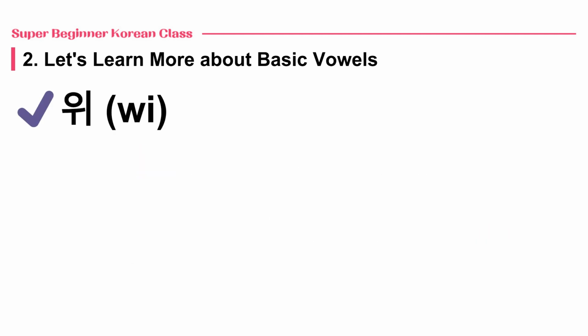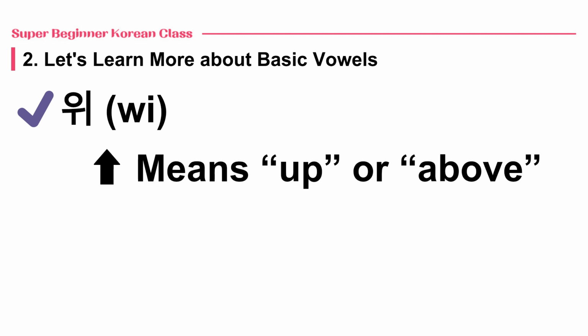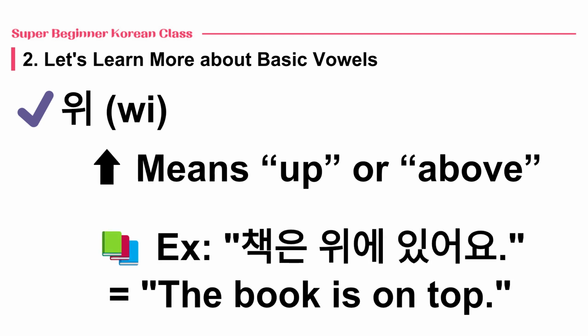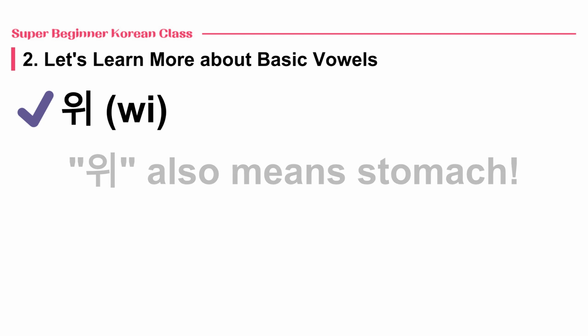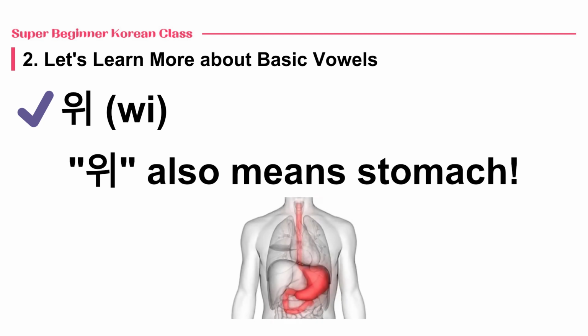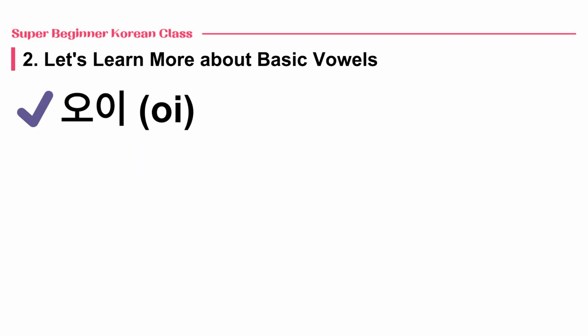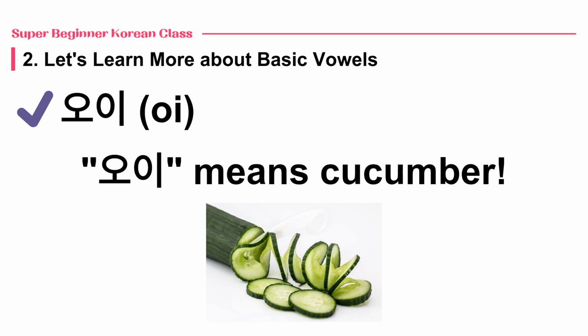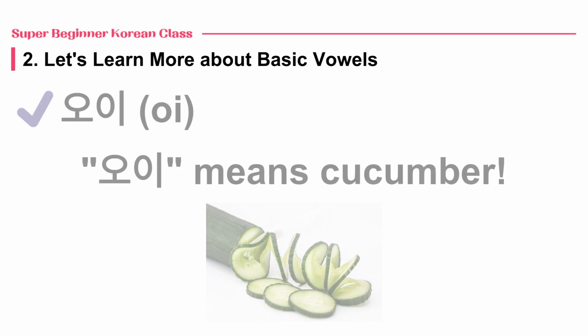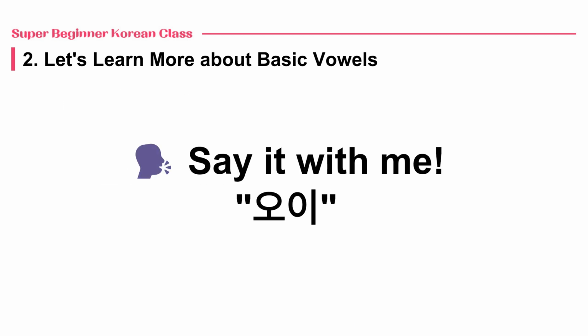Next is we. We means up or above. For example, 책은 위에 있어요. It means the book is on top. It's also the name of a body organ, the stomach. Let's say it. we. Next is 오이. 오이 means cucumber in Korean. Let's say it together. 오이.